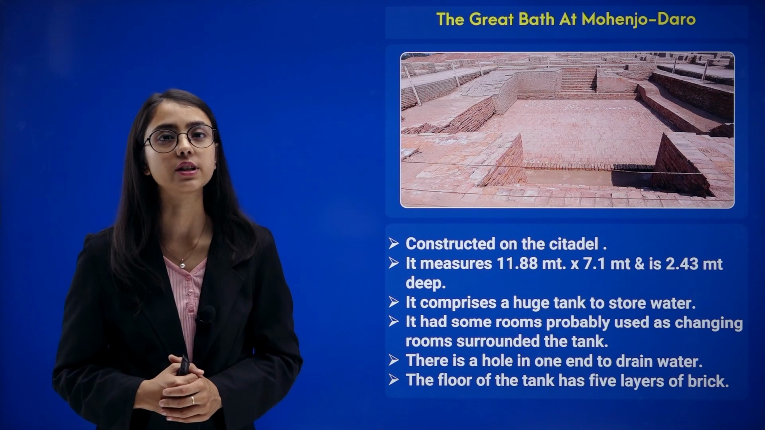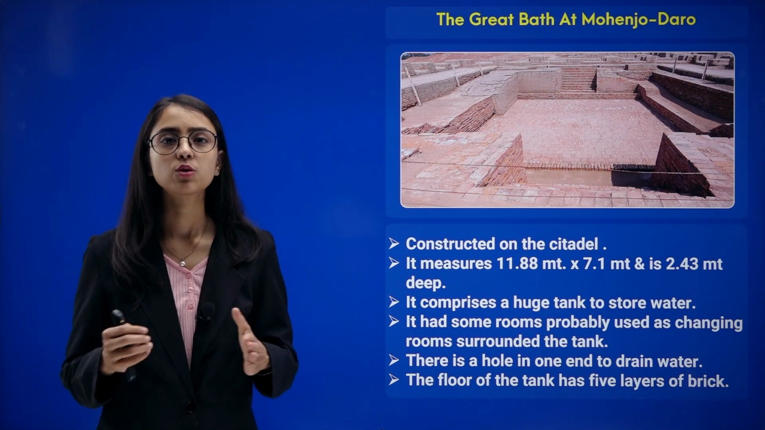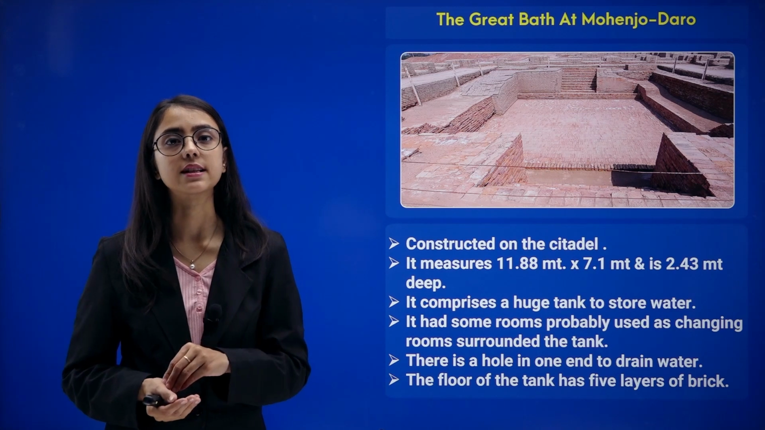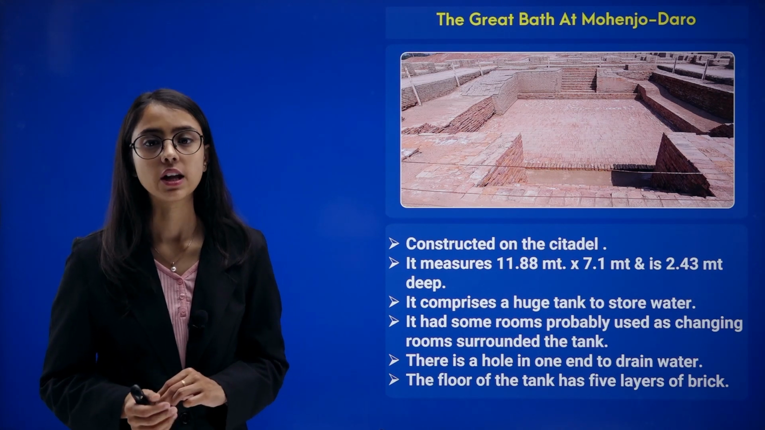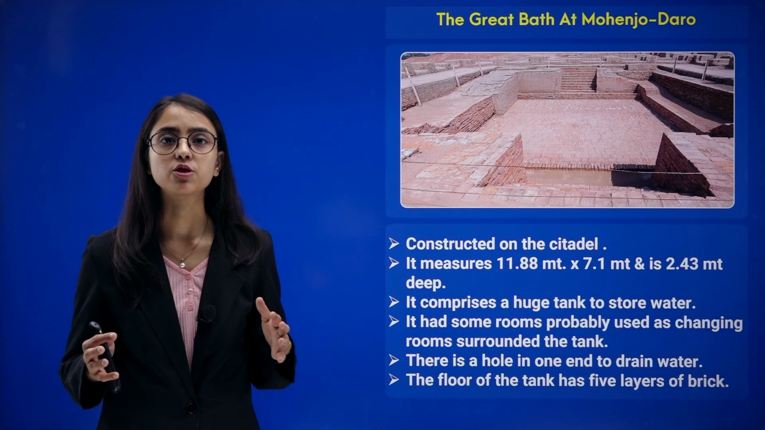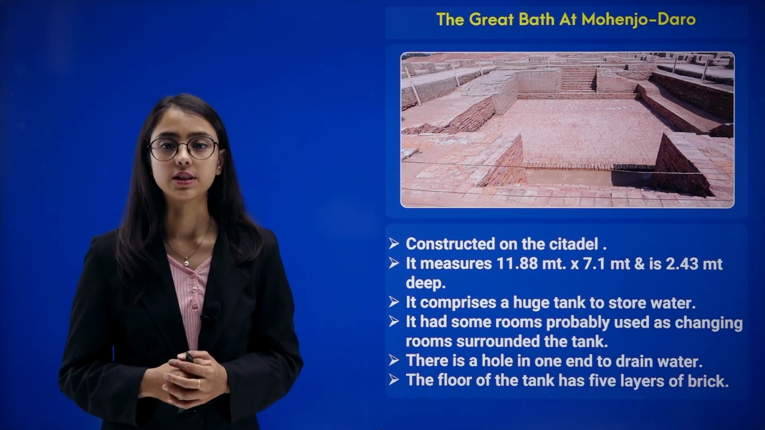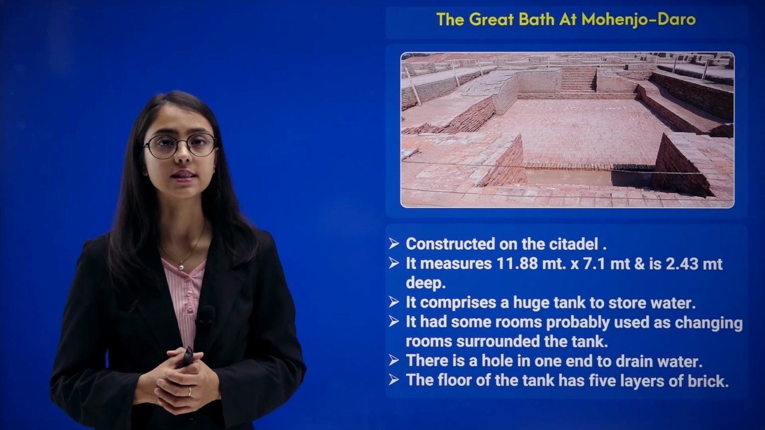There was also a movie named on that. So what was Mohenjo-daro? Mohenjo-daro was one such early city which was based in the Indus Valley civilization. There was a very famous great bath, a very big bath which was built over there. So it was constructed on a citadel.